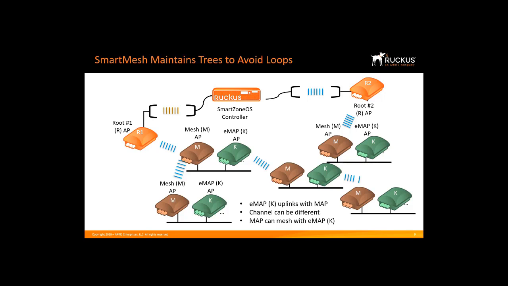Mesh APs and EMAP APs may make path forwarding decisions. Mesh APs and EMAP APs may decide to forward traffic over a wireless interface or over a wired interface. In summary, keep in mind that EMAPs and MAPs can forward traffic on a wired connection or over a wireless connection, and that MAPs and EMAPs can operate on different channels.